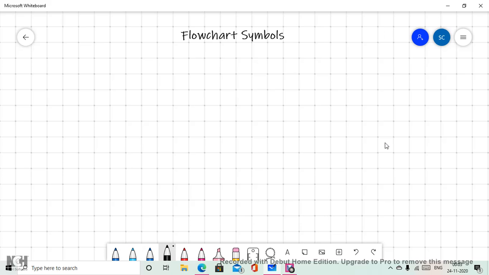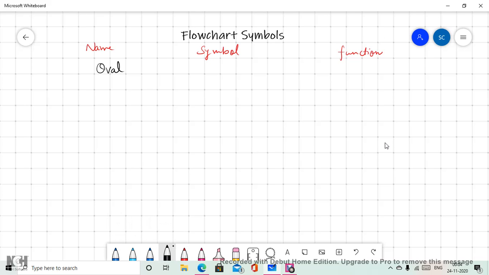The first symbol, its name is oval. Okay. Let me just mark here that we will be writing here the name of the symbol, and here we will be writing the symbol, and here we will be writing the function, or at what place or in what situation you are going to use this symbol.